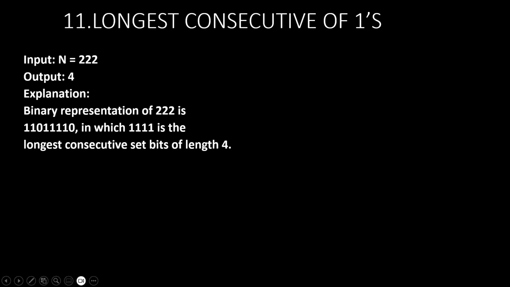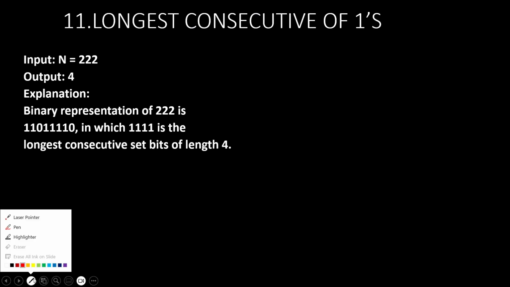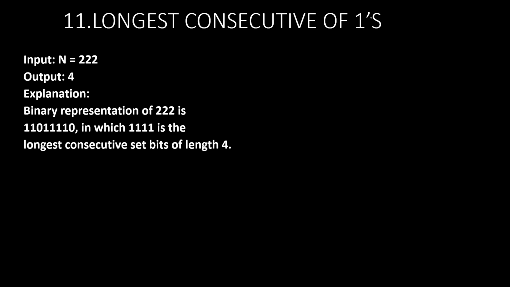So in this approach, let's understand the meaning of the question first. The question is saying we have to take the longest consecutive ones. By consecutive, we mean the values should be continuously in order. We have to take the maximum values which are in order. For example, we got 222. After converting into binary, we have this value. Now, if you look at this binary value, you can say two ones are there.